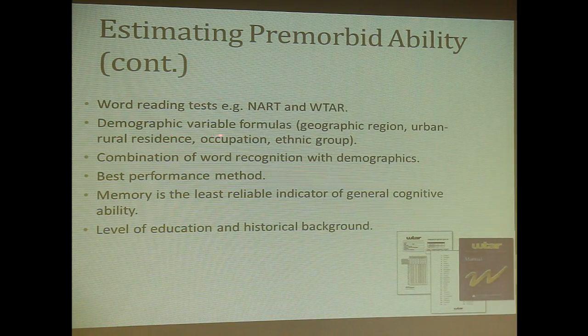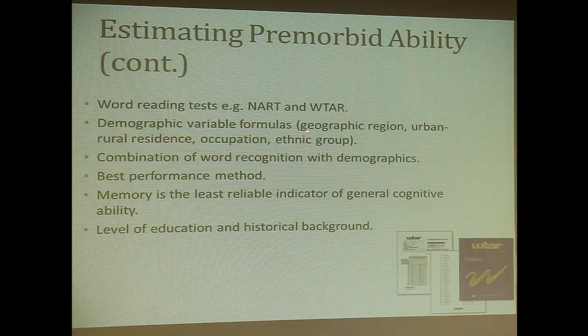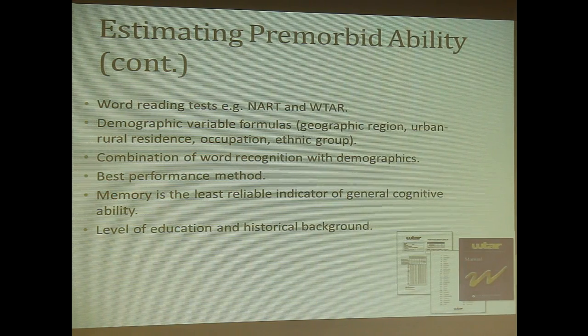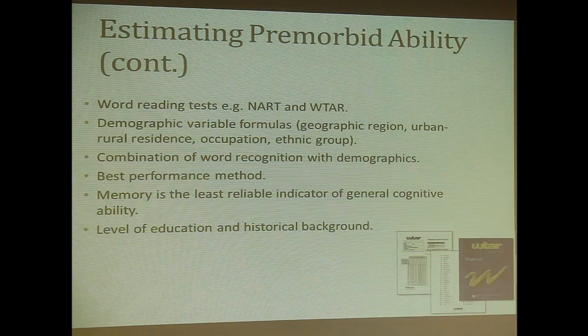And then demographic variable formulas, taking into account geographic region, urban or rural residence, occupation, ethnic group, are also quite reliable. But there you need South African statistics to be able to help you with that, which we don't have. The Wechsler test of adult reading has some demographic tables that one can use to some extent. And then a combination of word recognition with demographics is the most predictive.